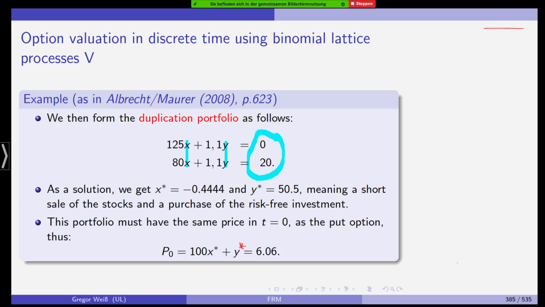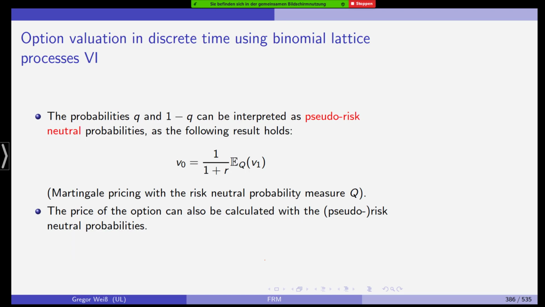And this portfolio, for arbitrage reasons, because it pays the same in T1, in T2 needs to have the same price. Okay, so the put price actually here in this case is 6.06. Very simple pricing of this put in a one-state space, actually a two-state space model. We have one period of time and two possible states. Now these probabilities, as I mentioned, are called and interpreted as pseudo-risk neutral probabilities.